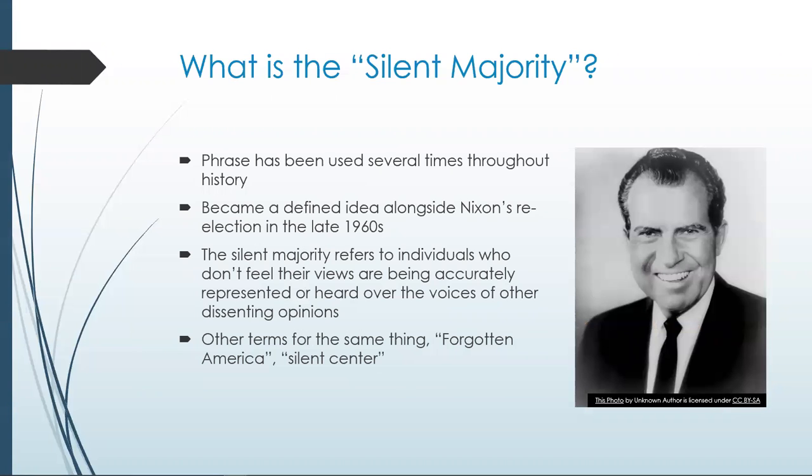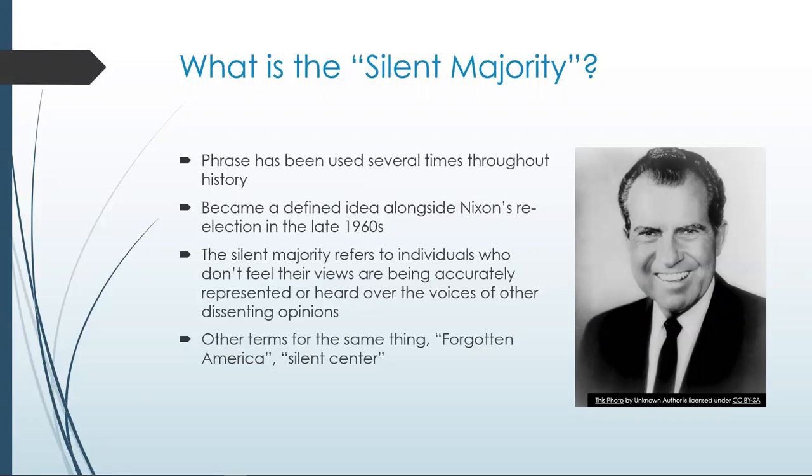Now, how does this relate to the silent majority? The silent majority was a phrase that has been used several times throughout history, especially in America, but it became a defined idea alongside Nixon's re-election in the late 1960s. He gave a speech regarding the Vietnam War and how the silent majority of Americans supported continuing the war. So the silent majority that he refers to are individuals who don't feel that their views are being accurately represented or heard over the voices of dissenting opinions.